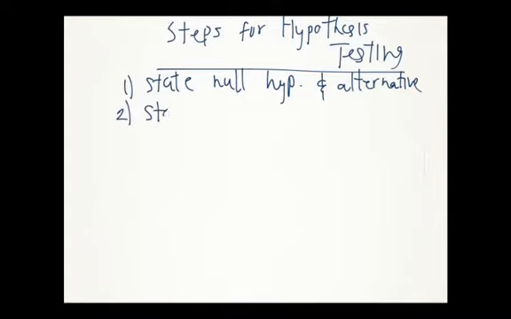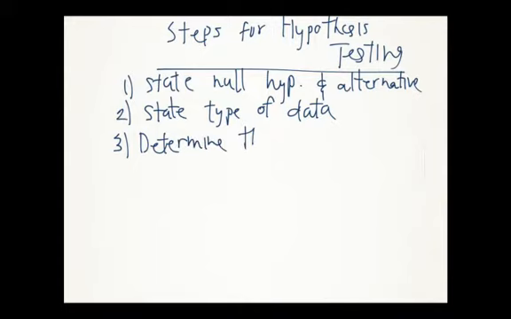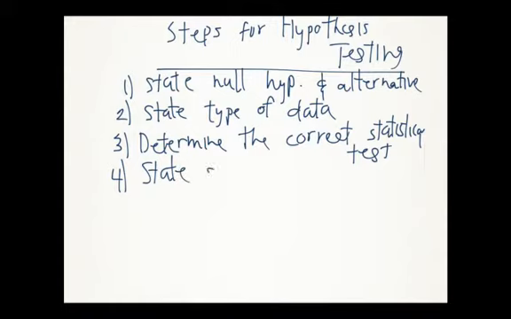Then we want to state the type of data that we're working with. So do we have continuous data? Do we have binary data? And so on. Then, based on that, we can determine the correct statistical test. Then, once we've determined the test, we have our data, we can calculate summary statistics. We want to state summary statistics. Then we'll calculate a p-value based on these summary statistics.